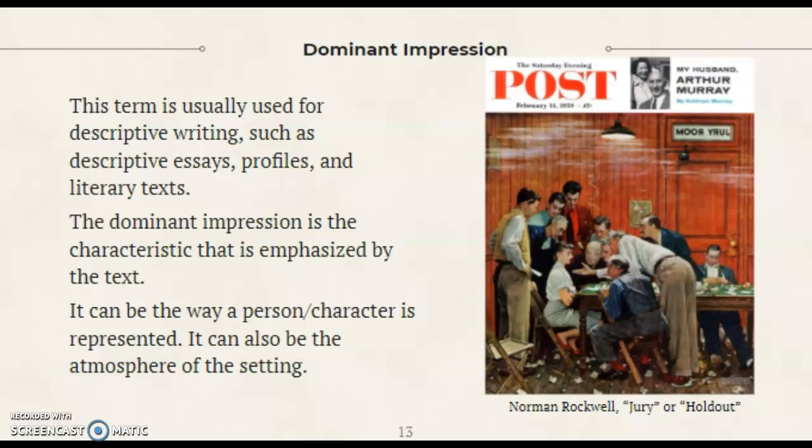So it could be the way that a person or a character is represented, and it could also be the atmosphere of the setting. If you look at this example here, this is a painting by Norman Rockwell from 1959, I believe that says. You can see the details of the painting, the colors chosen, the positions of the people. There's a dominant impression that's given of the woman's personality. And also there's a dominant impression of the atmosphere of the setting. We're going to pause the video here so that you can think about it a little bit and reply to these questions.